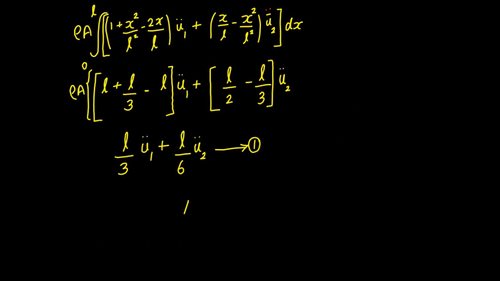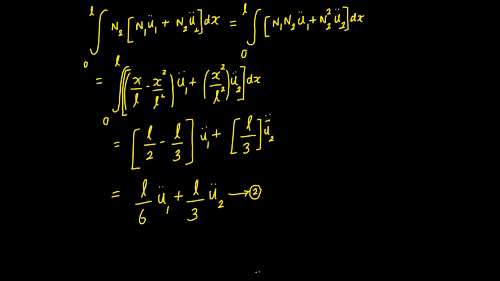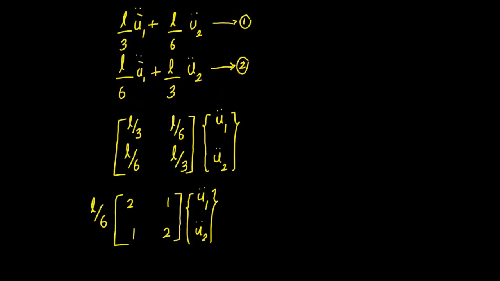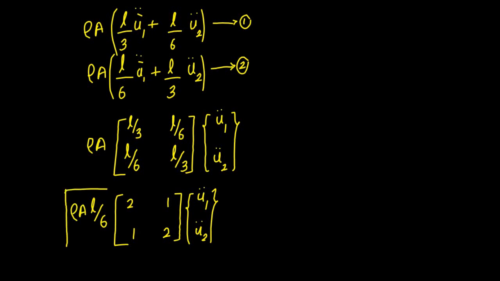So that's right. You get rho A. This is common for equation 1, and rho A is also common for equation number 2. Now you get a rho A here, a rho A here, a rho A here. It's rho A L over 6. So this term, rho A L over 6 times 2, 1, 1, 2, is our consistent mass matrix.